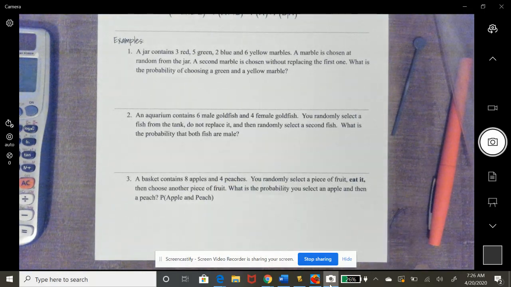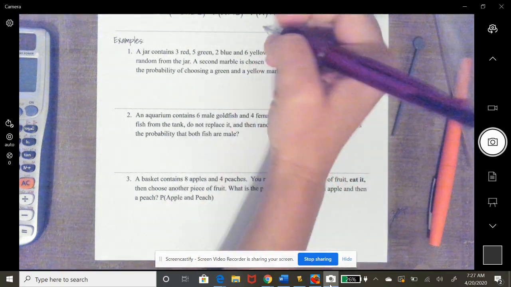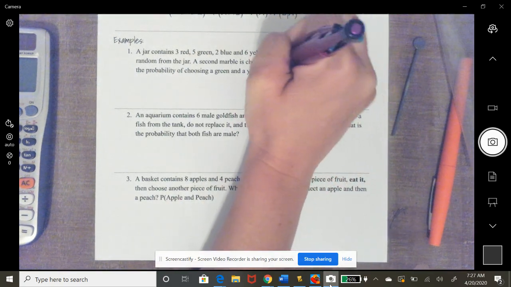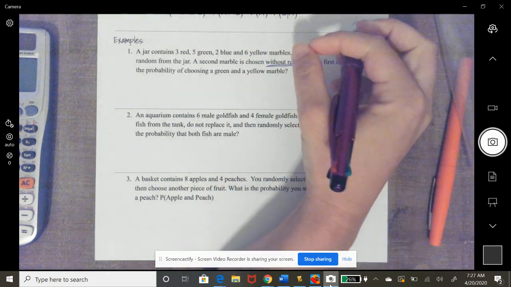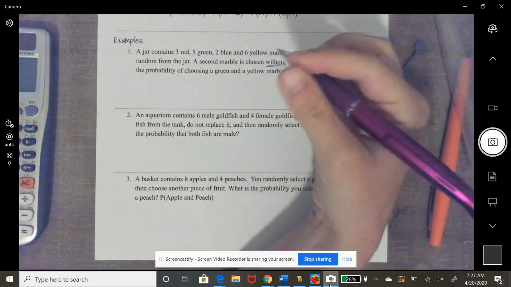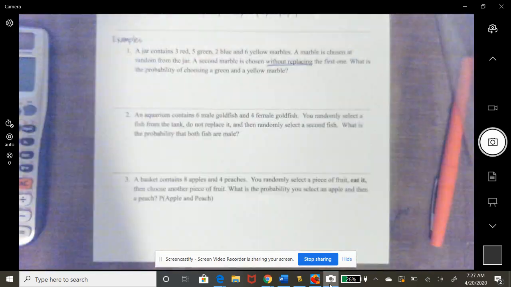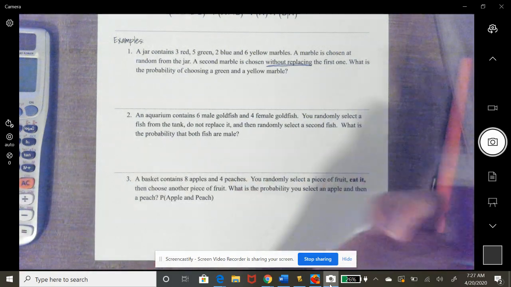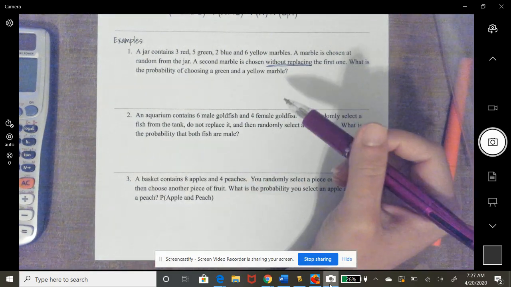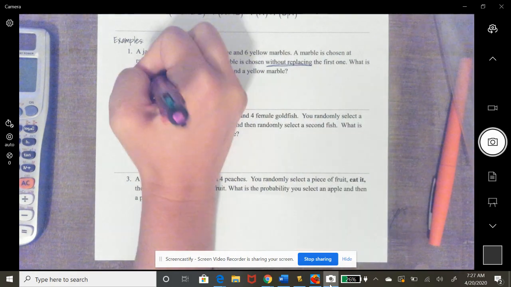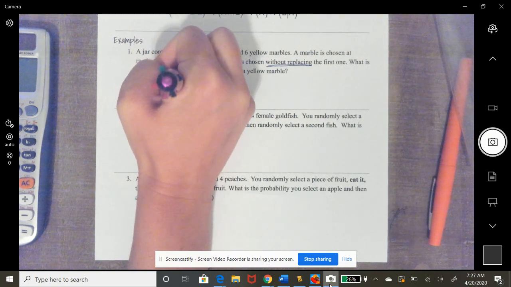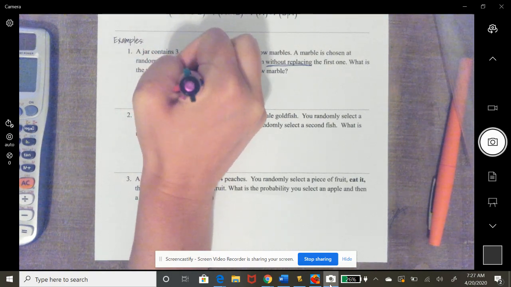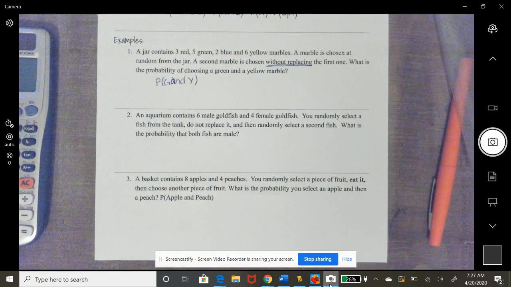So a jar contains 3 red, 5 green, 2 blue, and 6 yellow marbles. A marble is chosen at random from the jar. A second marble is chosen without replacing the first one. So after you choose that first marble, when you go to get the second one, you've taken one away. So that's really how it's going to affect it. What's the probability of choosing a green and then a yellow marble? So probability of green and then yellow.